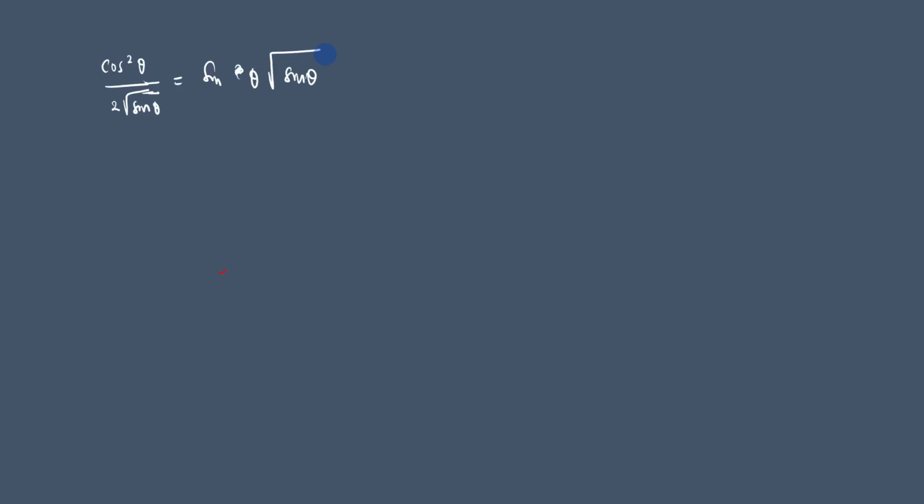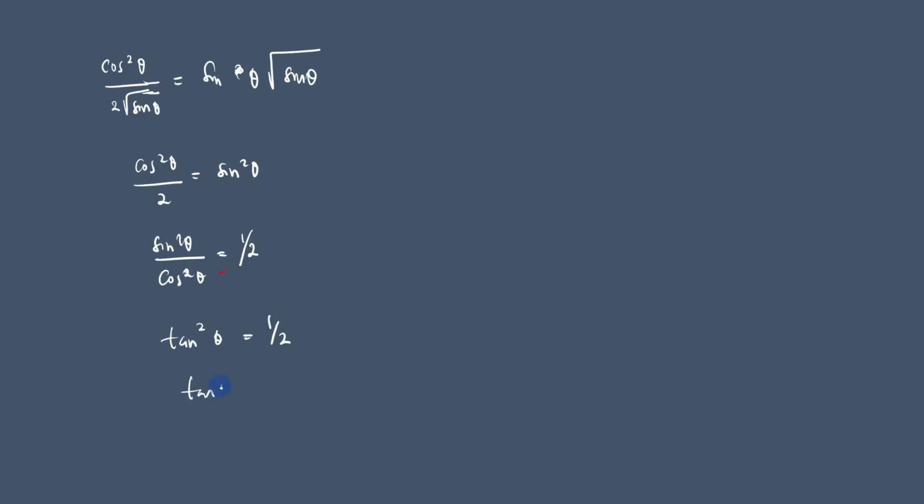Okay, it's right. So we can simplify this equation. We can move sin theta on the left side to the right side, and we get cos square theta divided by 2 equals sin square theta, and we can get sin square theta divided by cos square theta equals 1/2. We can change this term by the trigonometric identity, so it can be tan square theta equals 1/2.